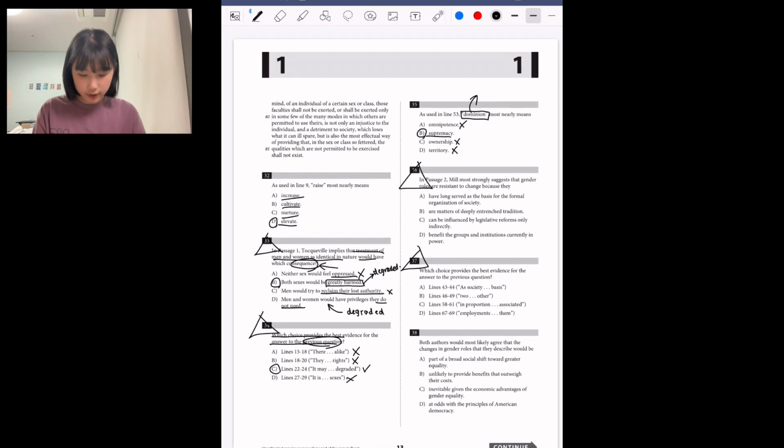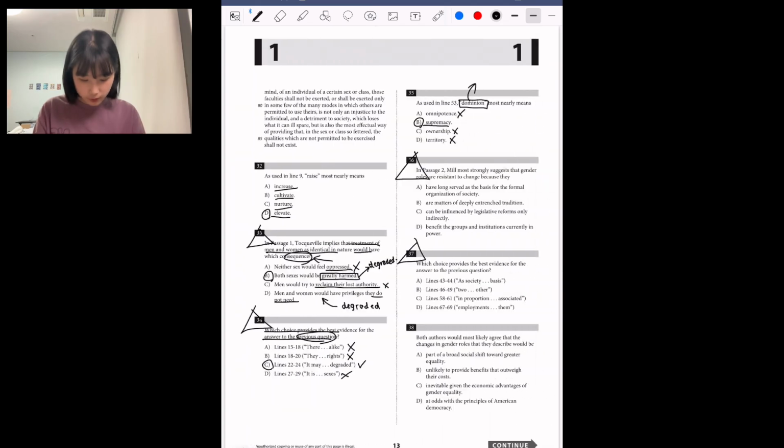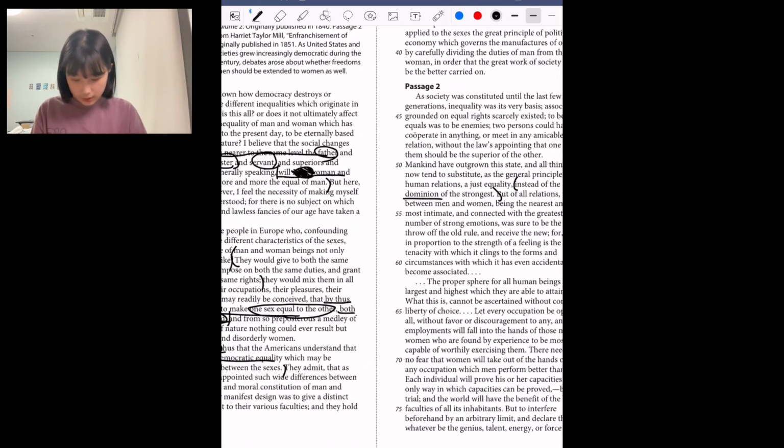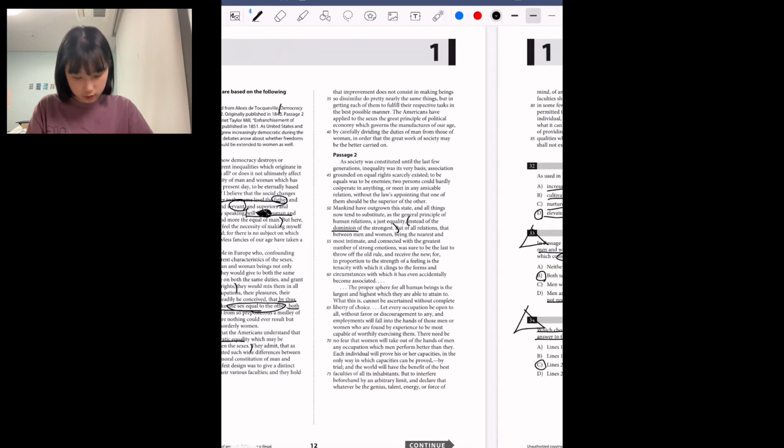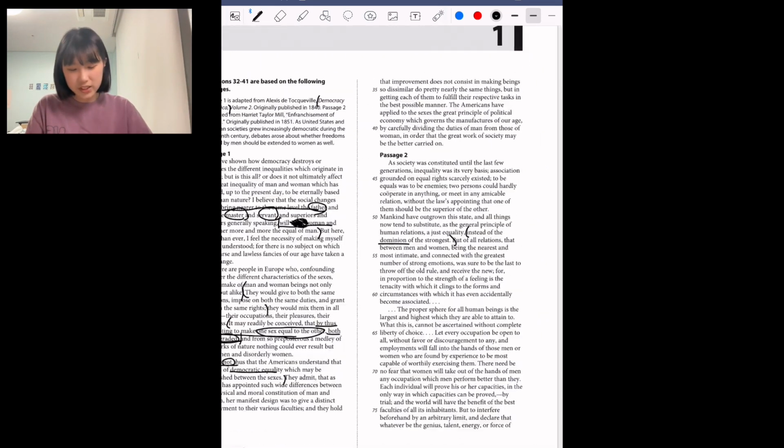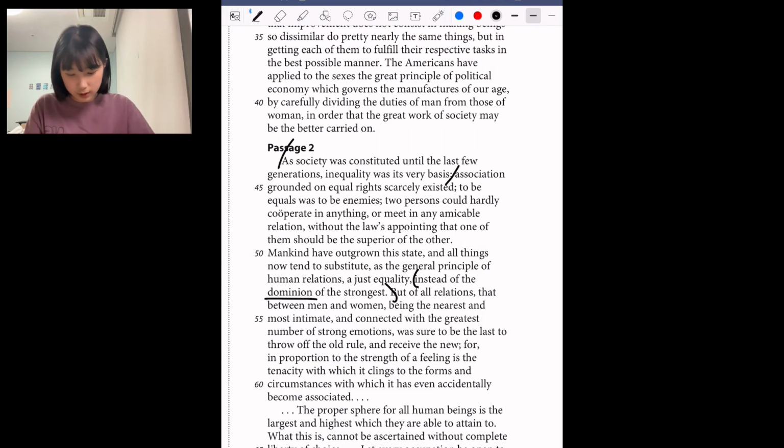So for A, lines 43 to 44, as society basis, it's here. As society was constituted until the last few generations, inequality was at its very basis. Association grounded on equal rights scarcely... Did I pass? Yeah, sorry, it's until basis. So here, we're going to isolate it.